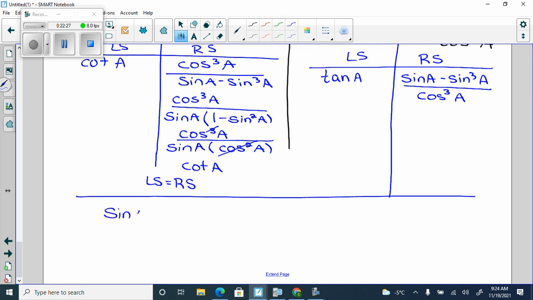Sine X, cos X. And I would start this one because this is the one that most people get stuck on. It's not as obvious. As long as you remember one thing, it's really easy. 1 plus cos X equals 1 minus cos X tan X.